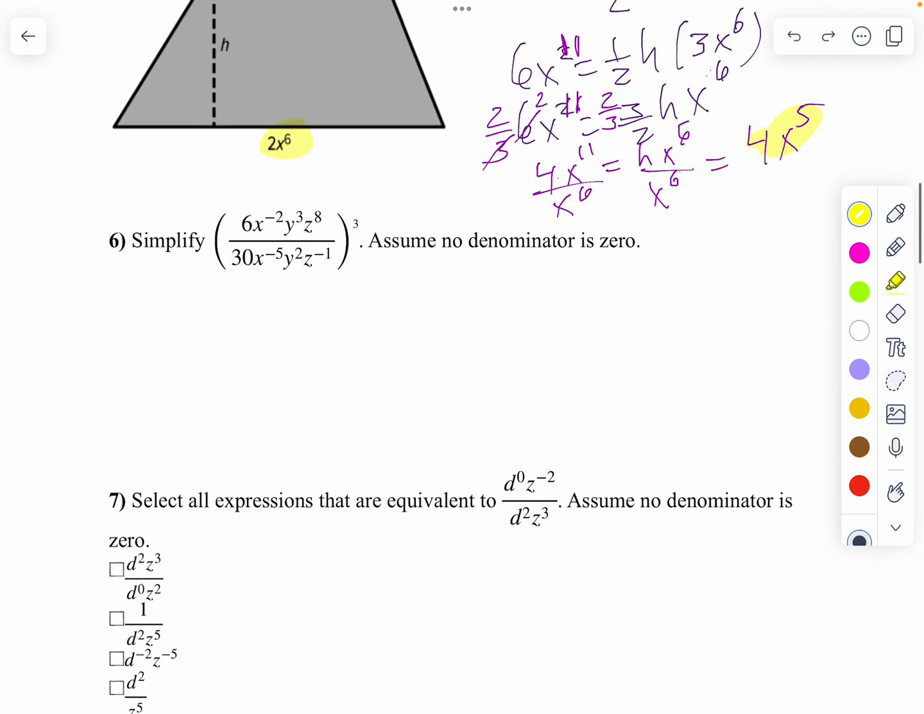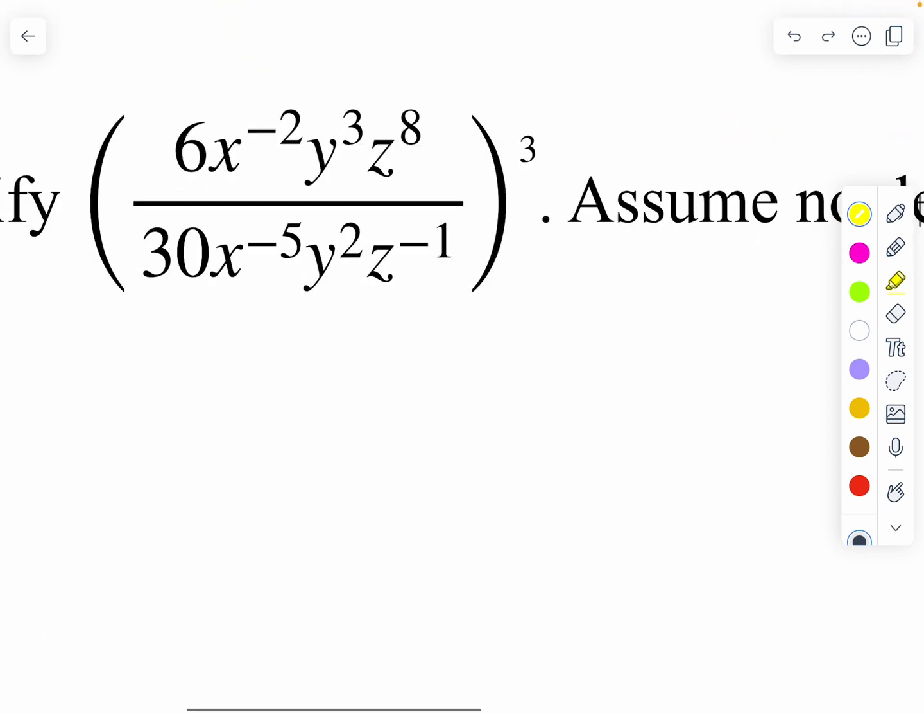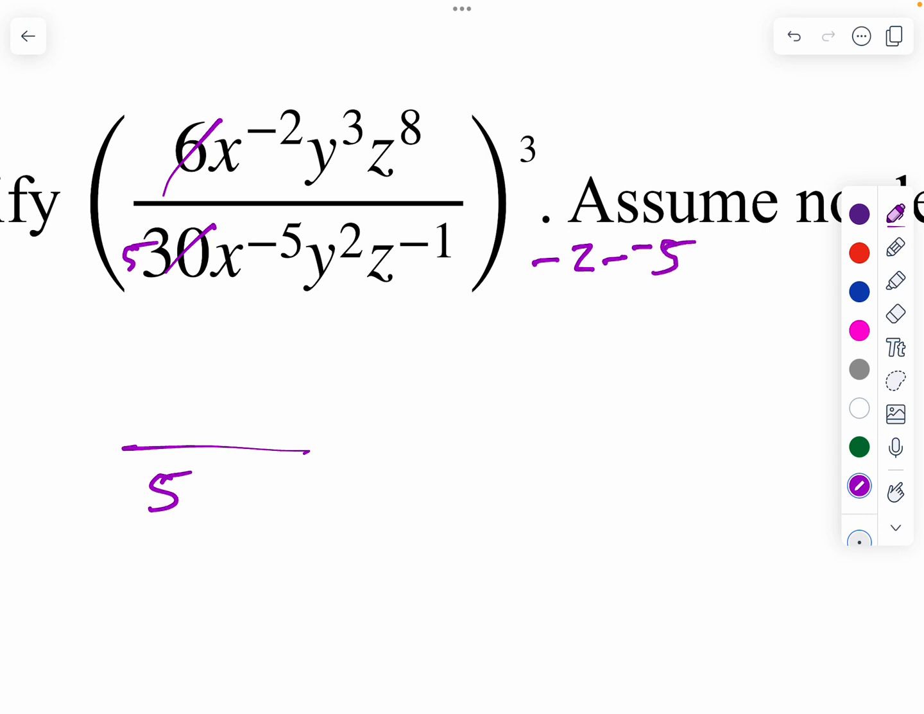Now, on question 6, let's simplify inside the parentheses first. Positive divided by negative is a negative... wait, 6 over 6 goes positive. 6 goes into 30 5 times, so 5 in the denominator. And then subtract your exponents. -2 minus a -5 will be a +3, x to the 3rd. 3 minus 2 is y. 8 minus a -1 is 9, z to the 9th.